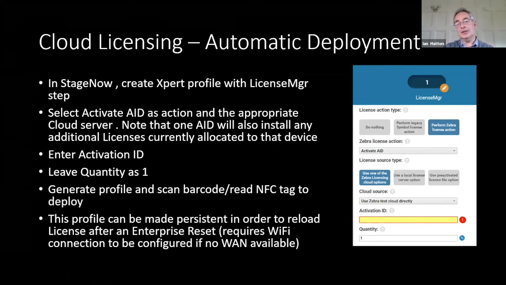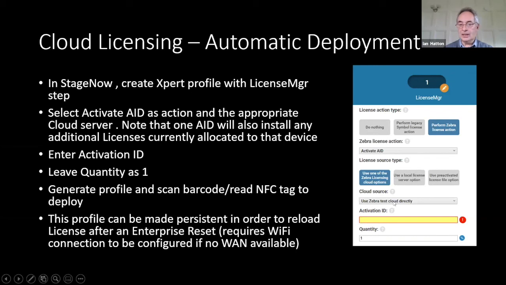If you want to do that automatically, then you can use the License Manager CSP in StageNow. To do that, you create an Xpert profile in StageNow, select License Manager as the step, and then in the license action, firstly, perform Zebra license action needs to be enabled. You can select Activate AID as the license action.